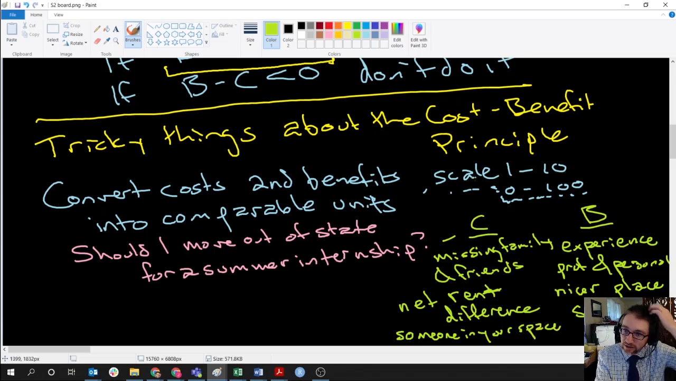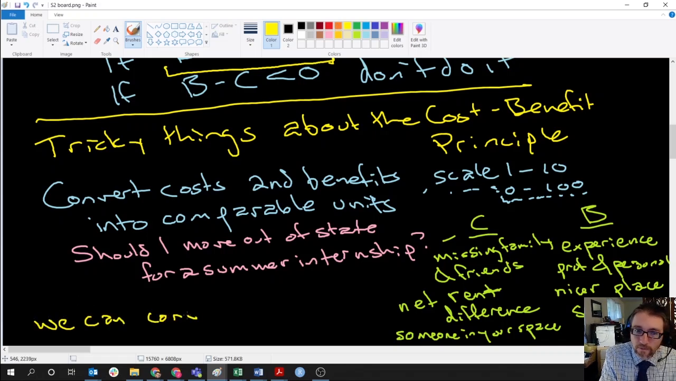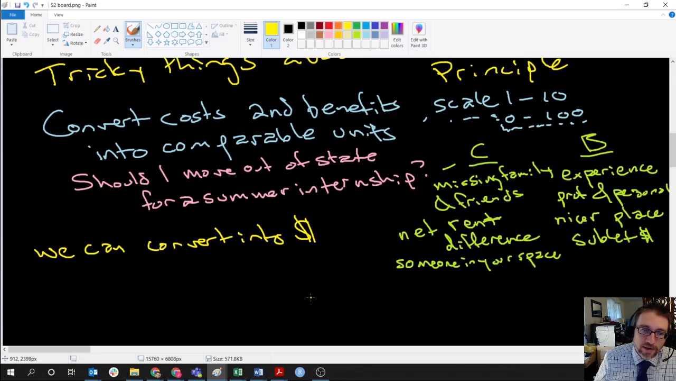And you can compare these on a scale of 1 to 10 or 0 to 100. Generally speaking, one convenient thing that economists often do is convert these into dollars by measuring your willingness to pay.